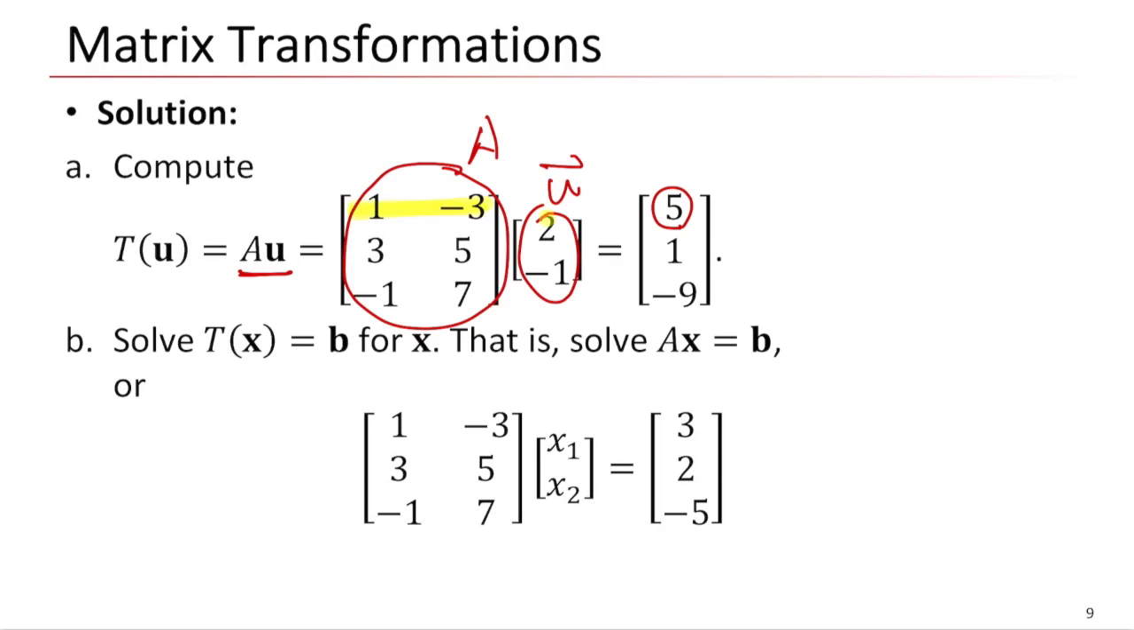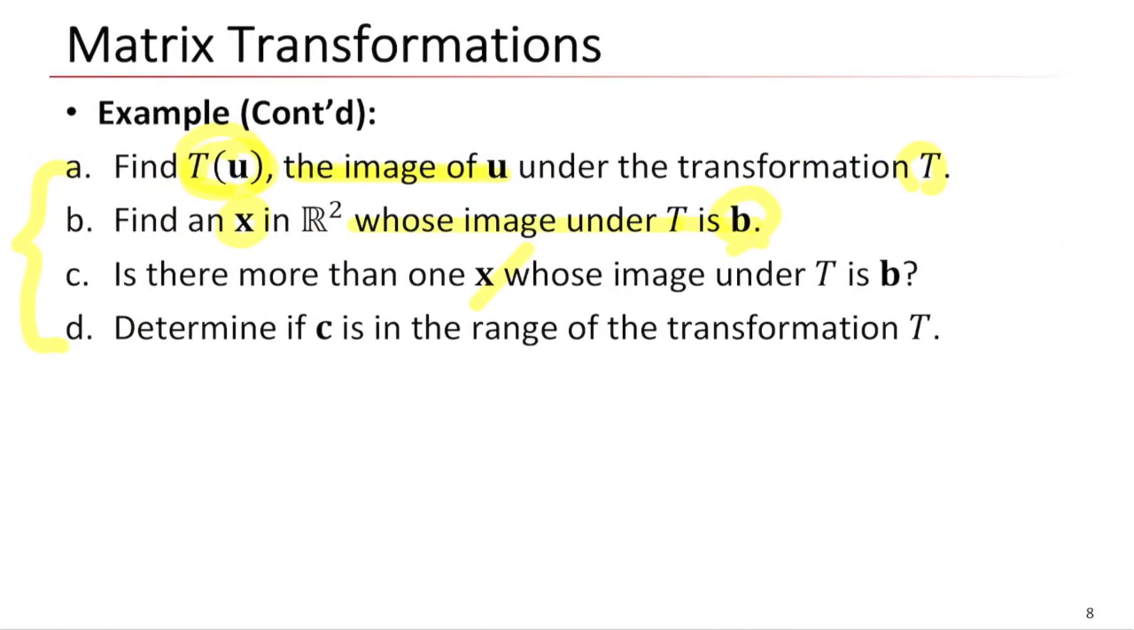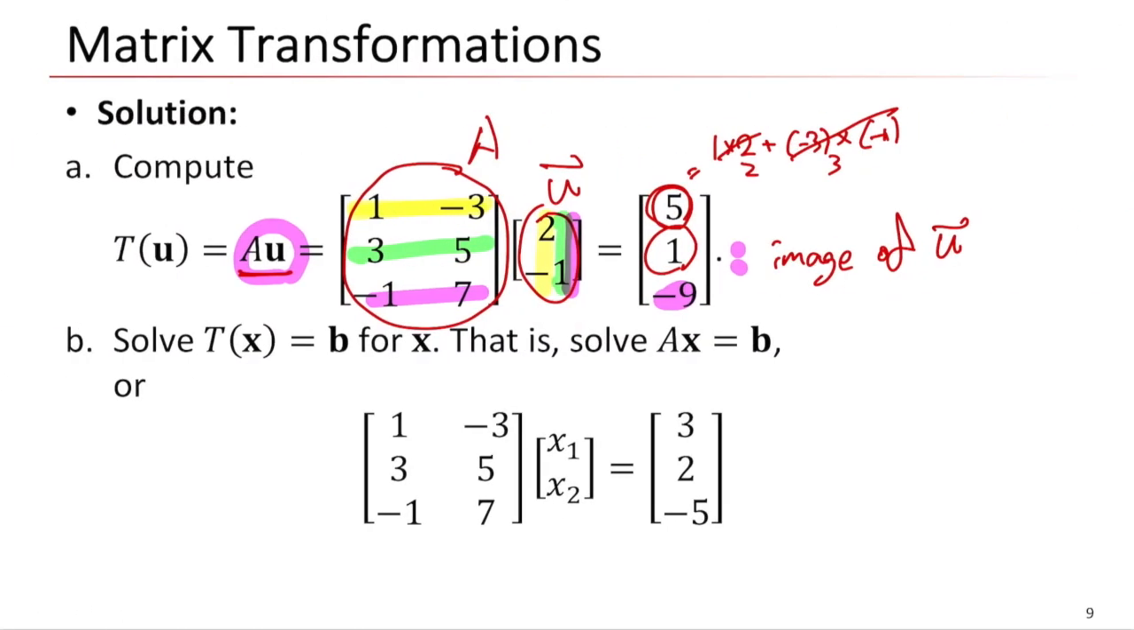This row vector times this column vector, right? So it means 1 times 2 plus -3 times -1. So in this case, 2, 3, it should be 5, right? What about this? This times this. Then this one, this row vector times the column vector, something like that. So this is the AU, or this is also called the image of vector U under the transformation T.